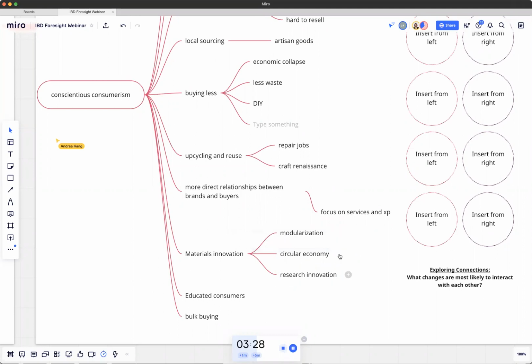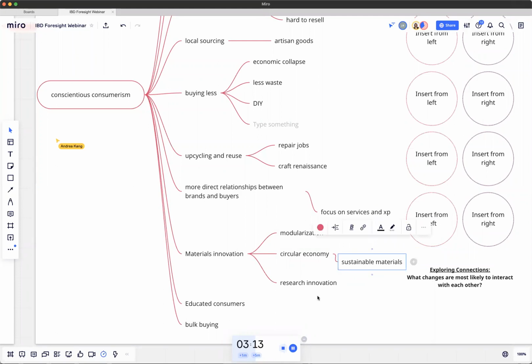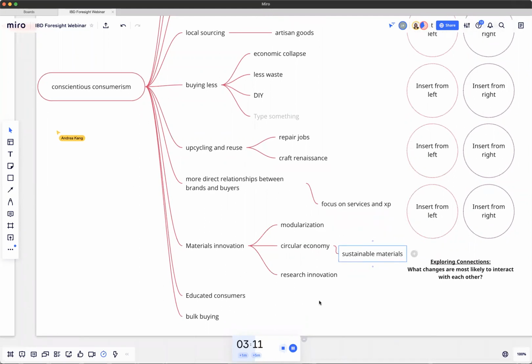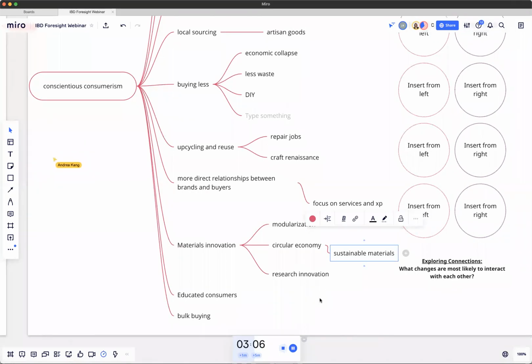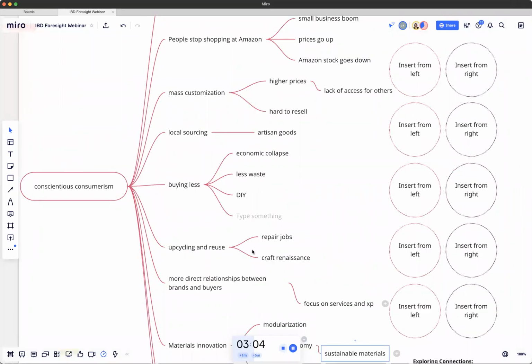Research innovation, yeah, that's great. Sustainability obviously is a huge factor into that. New types of organic matter. Yeah, I think that kind of goes into the innovation here. Just new types of materials, biodegradable materials. Yeah, that's great. Let's scroll back up.